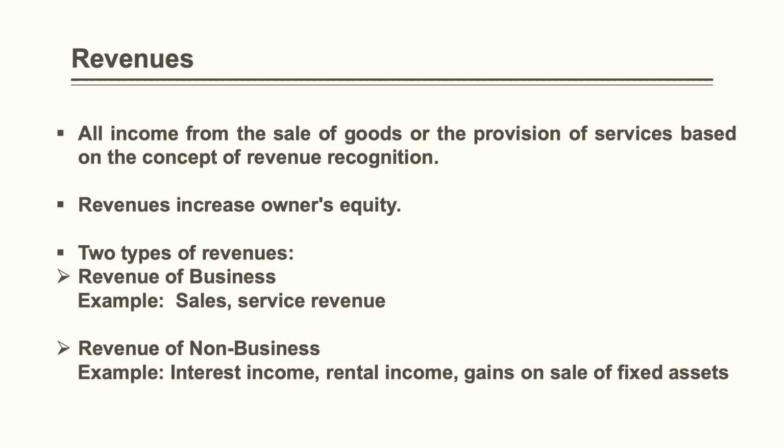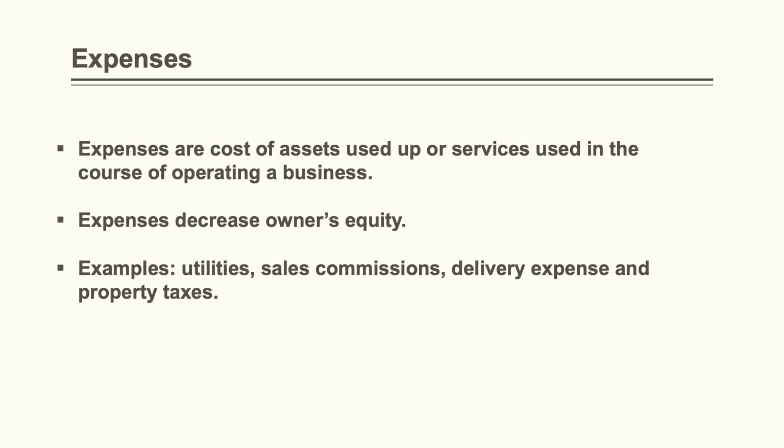And what about expenses? Perbelanjaan. Expenses are the cost of assets used up or services used in the cost of operating a business. Expenses will decrease the owner equity. Examples: utility, sales commission, delivery expense, and property tax.